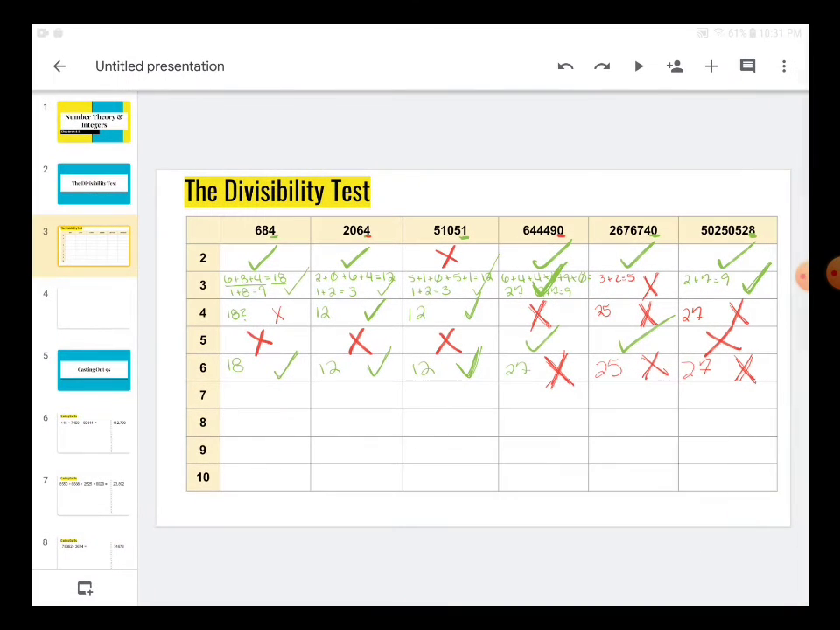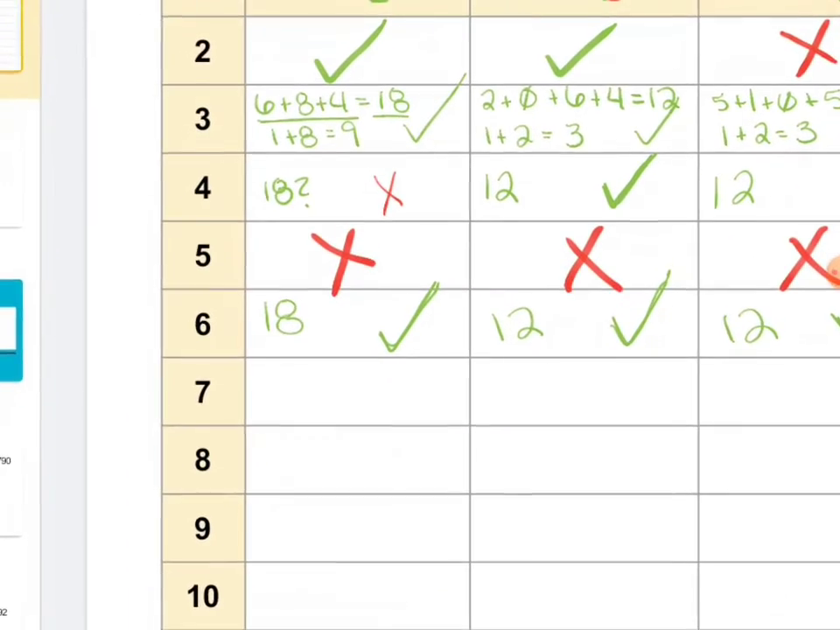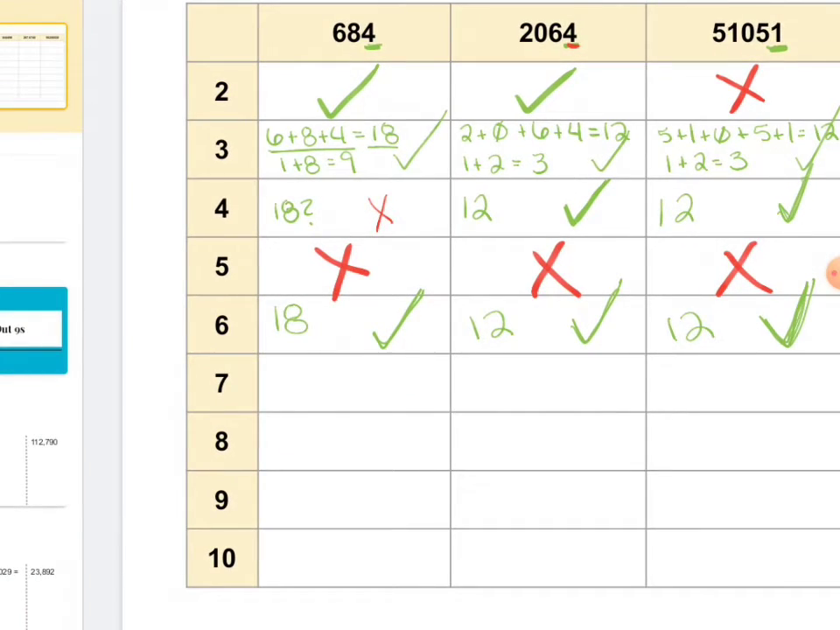For our next problem, we are going to find out if a number is divisible by 7. And an easy way to find if a number is divisible by 7 is to take the last digit of the number, double it, and then subtract it from the rest of the number. So 684. Our last digit is 4. We're going to double it, so we have an 8.